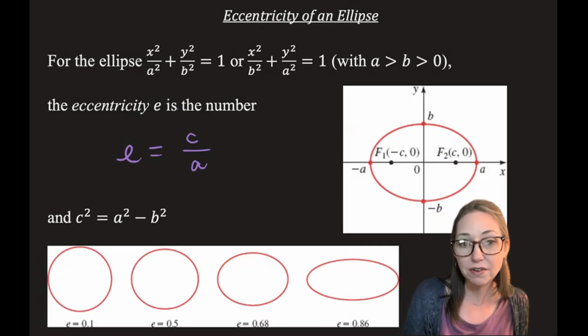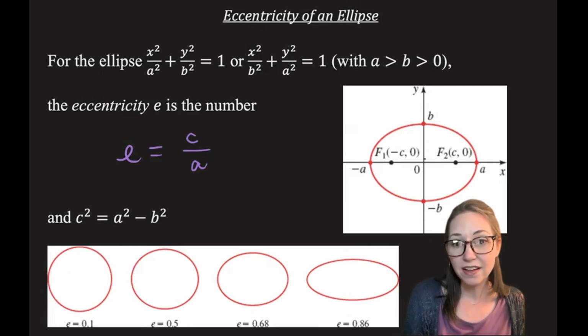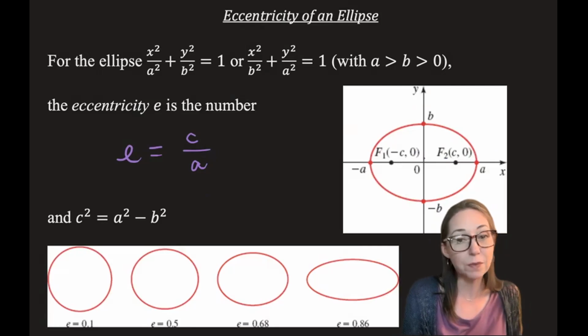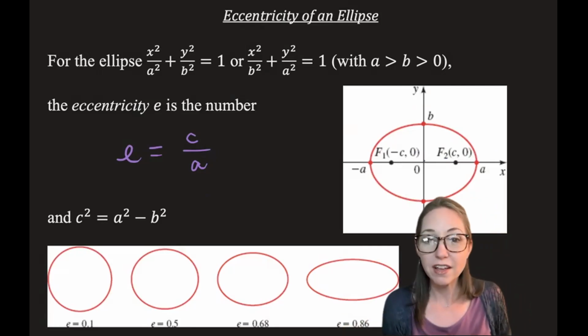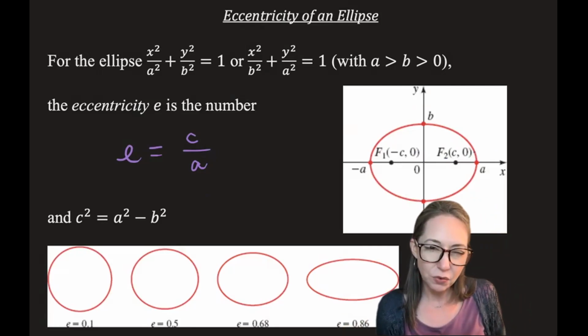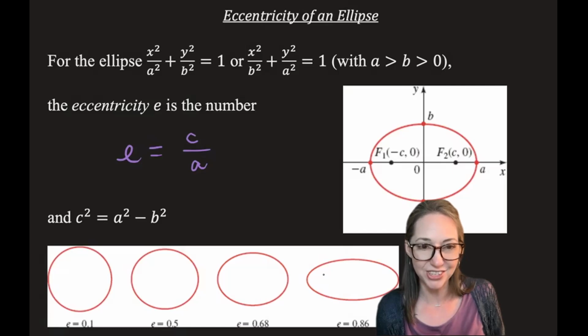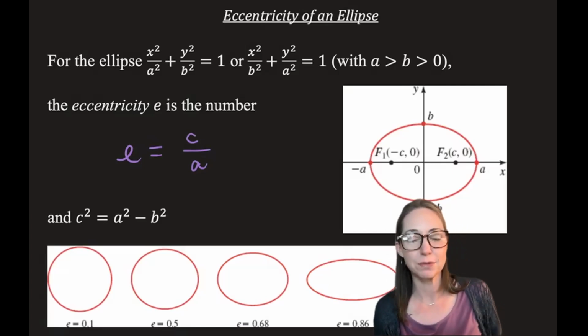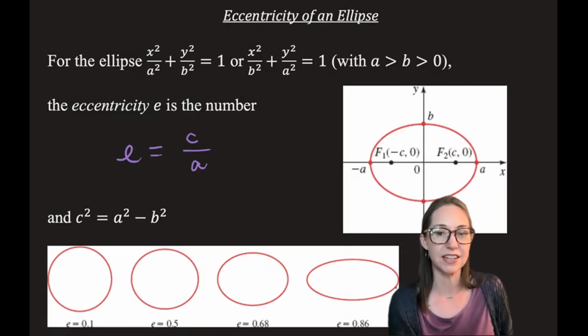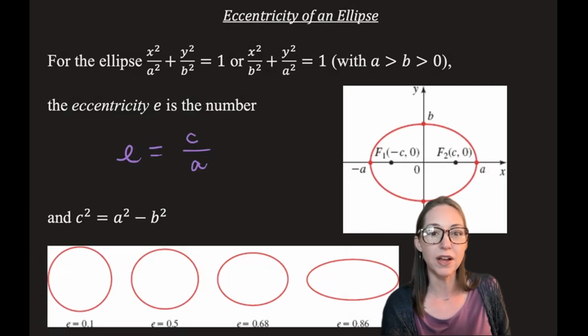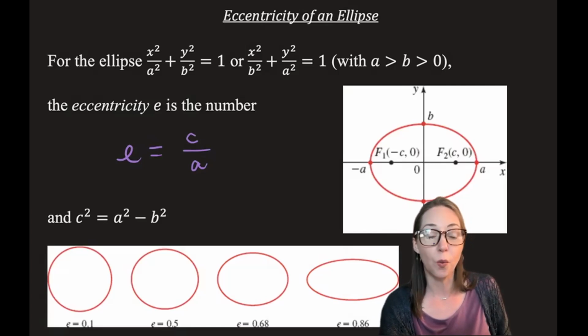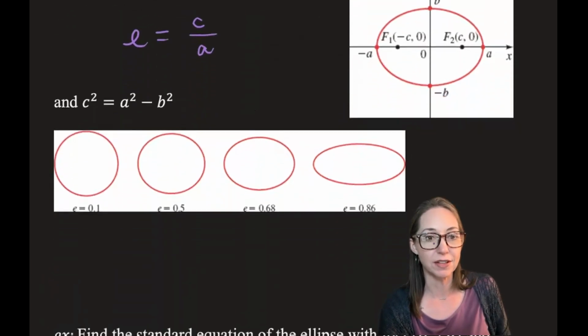So if C is equal to 0, the eccentricity is 0, and your foci are at the center, in which case you have a circle. Or if C is all the way really out here, very close to A, you would have a number very close to 1, in which case you would have a super duper stretched ellipse like that. So it just measures how stretched out it is as a number between 0 and 1, 0 being more like a circle, 1 being a really stretched out ellipse.